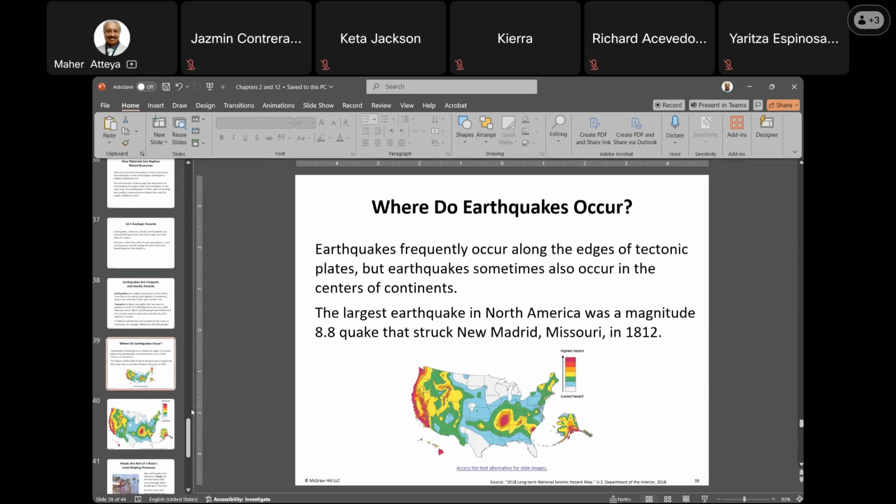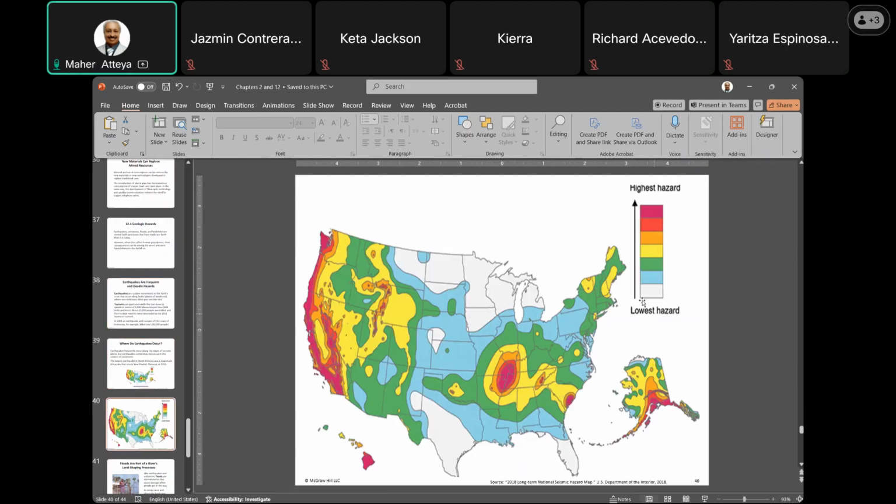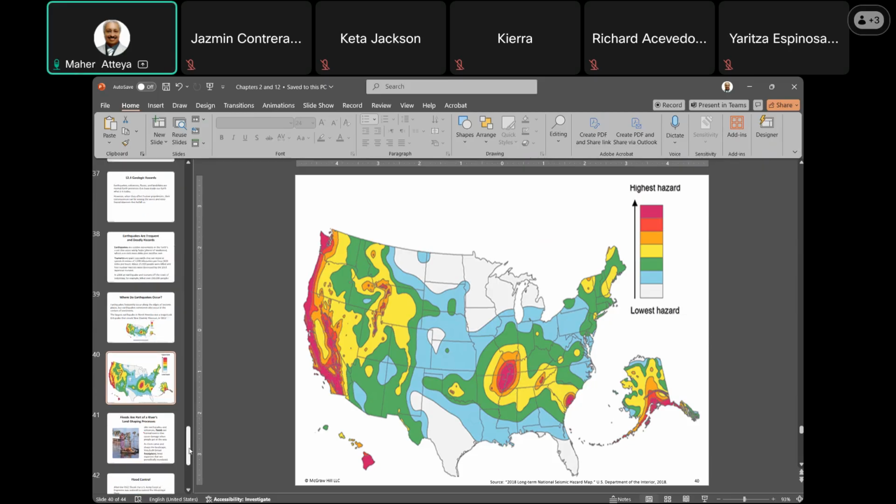This map shows the areas where earthquakes can occur in the United States. The red areas are the highest hazard, and the white to gray areas are the least hazardous. You can see California, as predicted. There are a lot of earthquakes in the California area and the Midwest as well. So the red areas are the highest hazard earthquake zones.